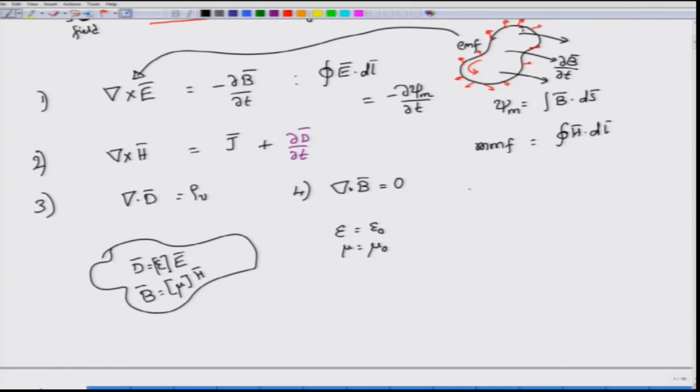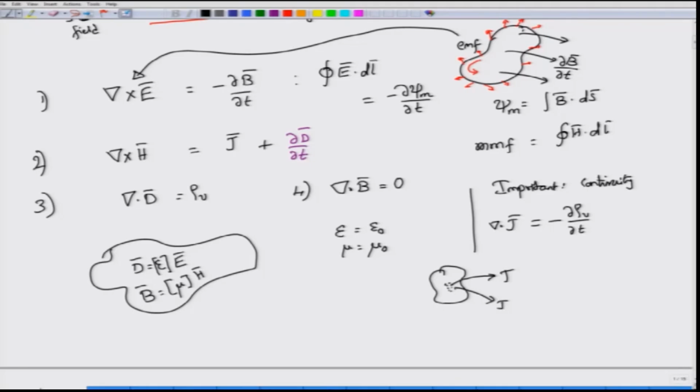Finally, there is also one important equation, called the continuity equation. This continuity equation relates the time rate of change of the charge density rho to the current density J. It means that if you consider a closed surface, and the amount of charge inside this surface is getting reduced, then obviously those charges must be coming out of the surface. And if the charges come out of the surface, they would be constituting the current density J.